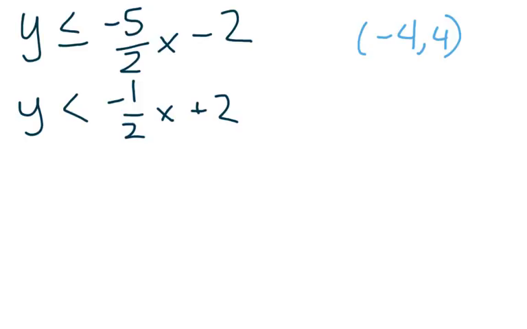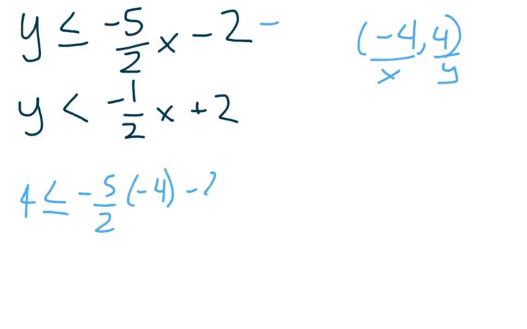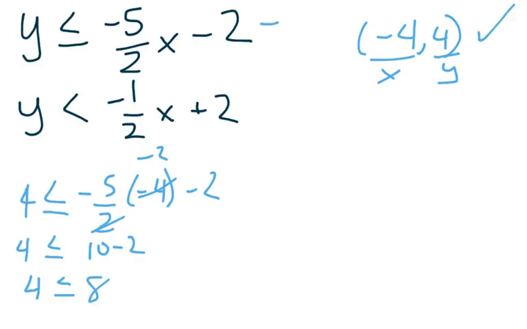Does that make our first inequality true? So our y value is 4, our x value is negative 4. Let's plug these in. Is 4 less than or equal to negative 5 over 2 times negative 4 minus 2? Is 4 less than or equal to, those cancel out, that gives me negative 2. Negative 5 times negative 2 is 10 minus 2. 4 is less than or equal to 8. Yep, that makes this inequality correct.